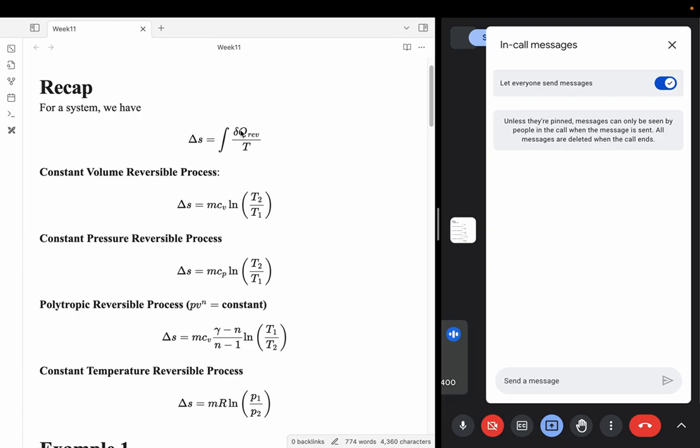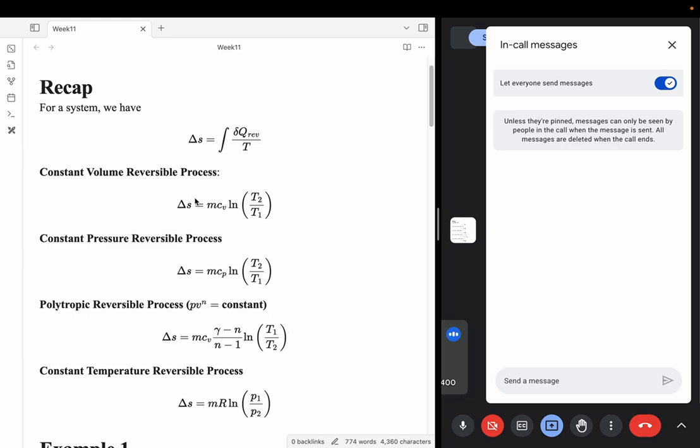But even though del Q reversible is process dependent, when you perform the integral, the delta S that you get only depends on the limits of integration. That is, it only depends on the initial and the final point, and doesn't depend on the path it follows. This we have discussed in the last week. And then we also derived some formulas for different processes.